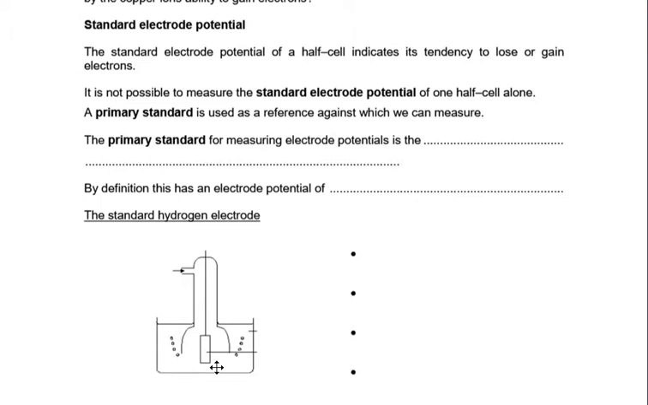Okay, so the standard electrode potential of a half cell is going to give us this measure of its tendency to lose or gain electrons. We can't measure that on its own because it's only half of a cell. You need to have a circuit for electrons to flow, so we're going to use a primary reference. And the primary reference for measuring standard electrode potentials is the standard hydrogen electrode.